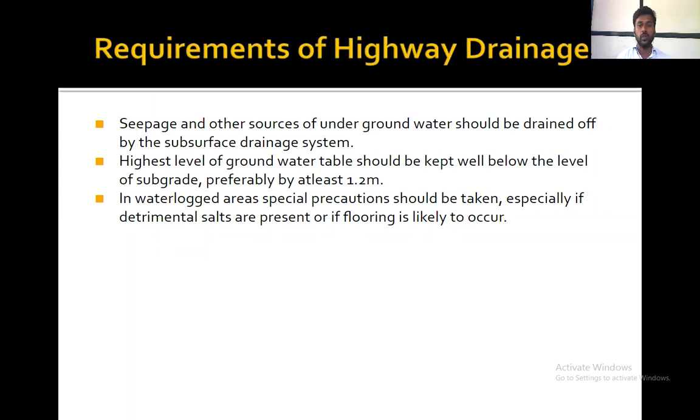Highest level of groundwater table should be kept well below the level of subgrade, preferably by at least 1.2 meter. Okay, before laying the road in that area, we have to study the water table present in that area. The highest level of water table, up to how much height the water can come, that should be well below the subgrade layer, and it should be at least 1.2 meter below the subgrade layer.